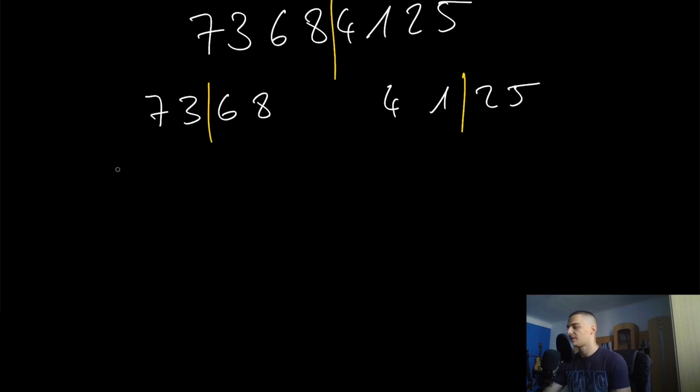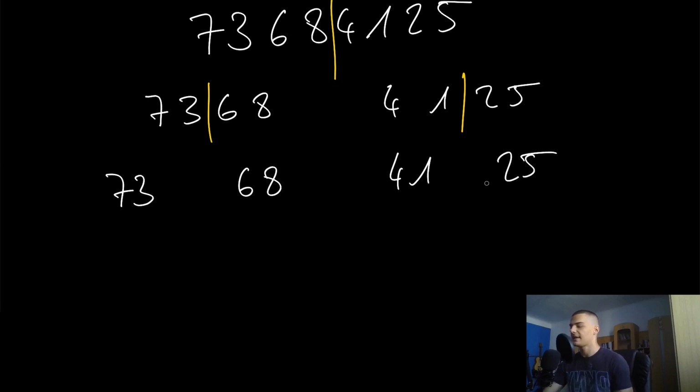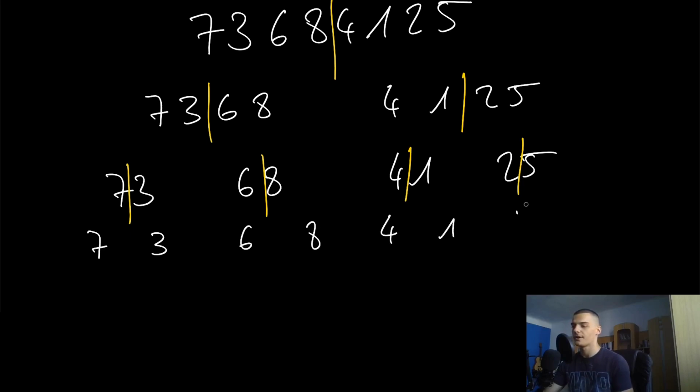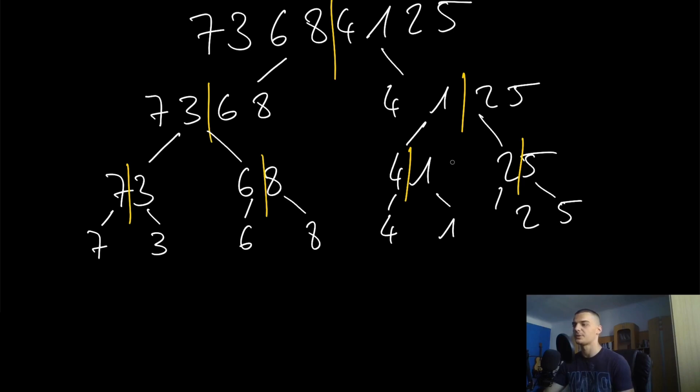And then we split this up into 7, 3. So 7, 3 is one list, 6, 8 is another list, 4, 1 is another list, and 2, 5 is another list. Then again, we call merge sort onto these lists, and we split them up into two halves. And we end up with 7, 3, 6, 8, 4, 1, 2, and 5. So this is what we do. We have this tree here, this divide and conquer tree, where we split these lists up into two parts with each iteration. Or actually not iteration, but recursion.